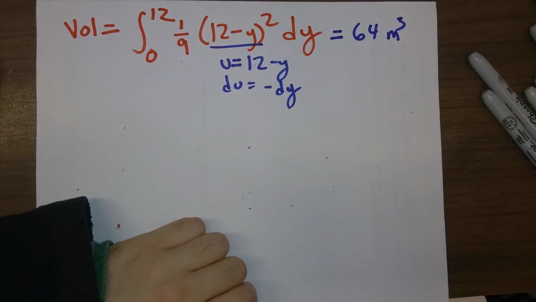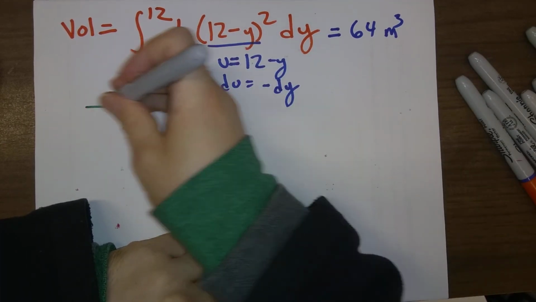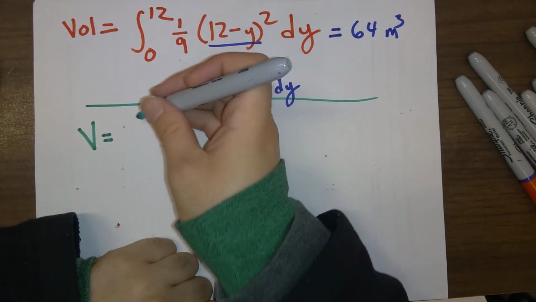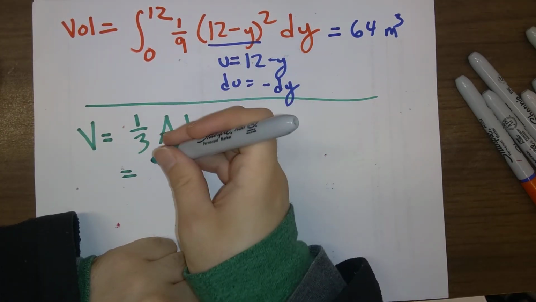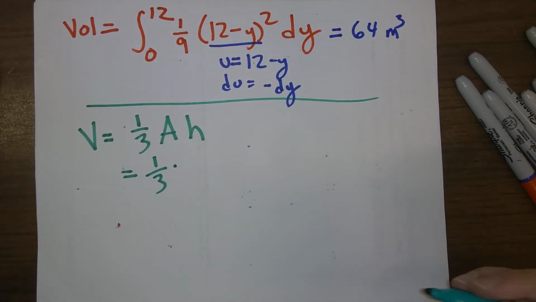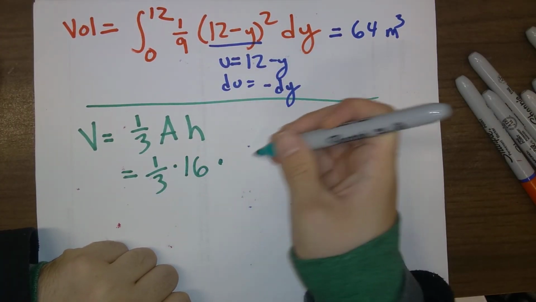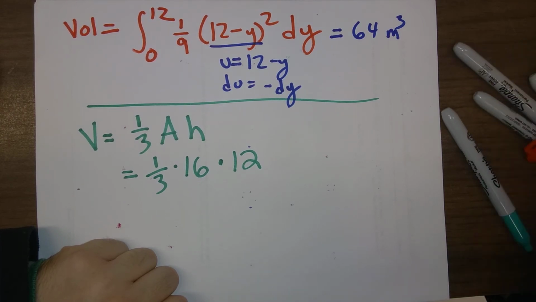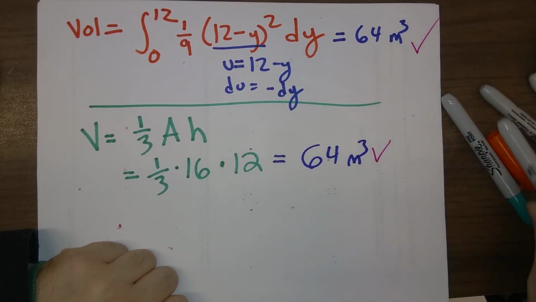Now, that finishes off the calculus part of this. It's worth noting that we actually can derive this using high school geometry formulas. Some of you might know that the volume of a pyramid is 1/3 times the area of the base times the height. In this case, the area of the base was 4 times 4, so that's 16, and the height was 12. If you actually calculate 1/3 times 16 times 12, you do in fact get 64 cubic meters. So our answer checks out.